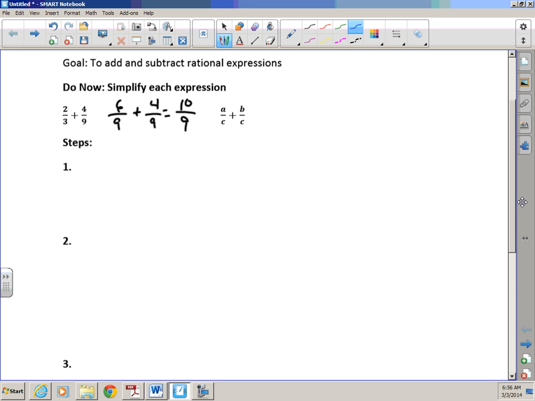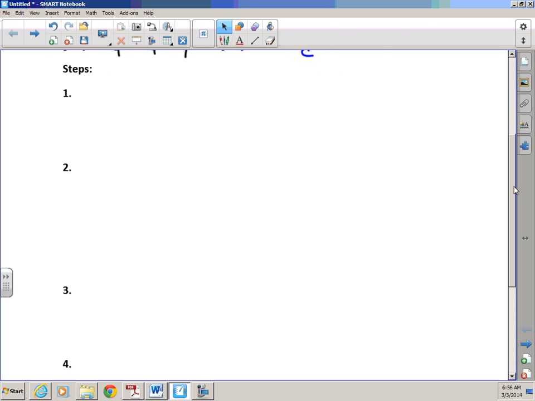If we have variables in our denominator, it's the same concept, except that we can't combine the a plus b is to ab because we're adding, so we want to write it as a plus b. Now, how do we add or subtract rational expressions? So let's lay out the steps and then we'll go through some examples.